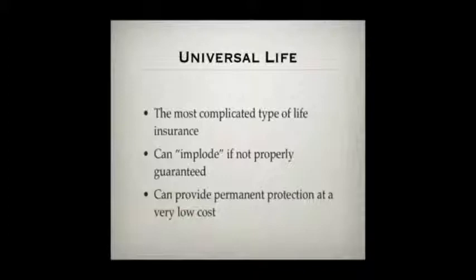Universal life insurance is probably the most complicated form of life insurance you're going to come across. We're not going to get too deep into the ins and outs of how it works, but suffice to say, if you don't take care to guarantee the policy, and when you're illustrating or quoting a universal life policy, you'll see where you can guarantee it usually to 100 or 121 years of age.